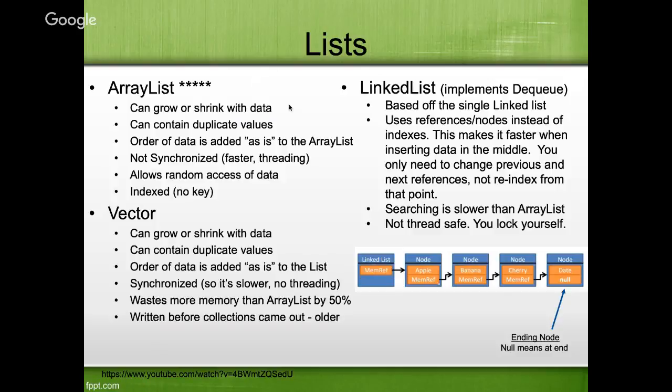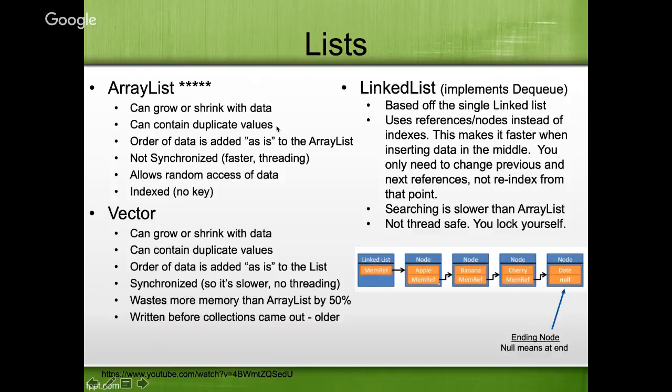An array list can grow or shrink with data, which is very different than a primitive array, because a primitive array is as big as you've defined it. If you defined it to hold 10 elements, that's how big it can be, and that's it. And it doesn't shrink either. If you take stuff out, it doesn't shrink. So the array list can grow or shrink, which is much better.